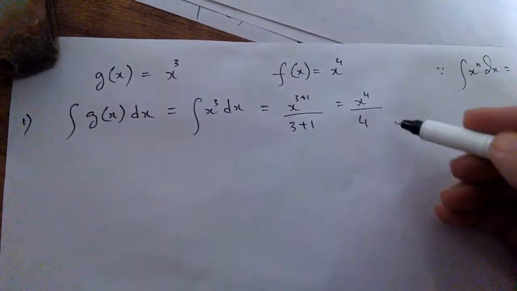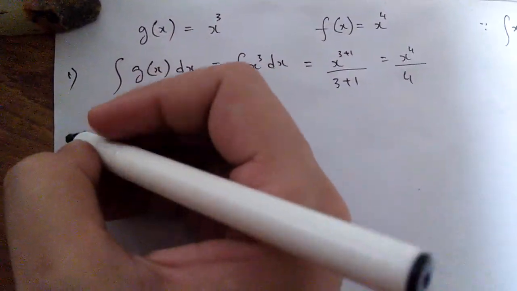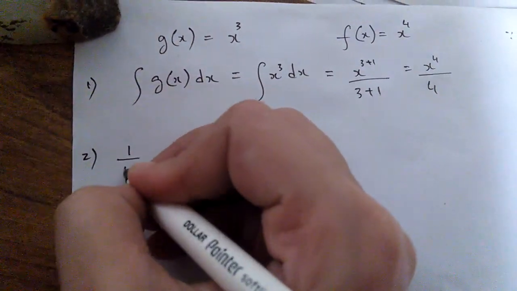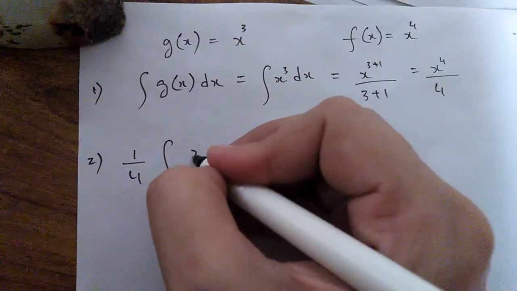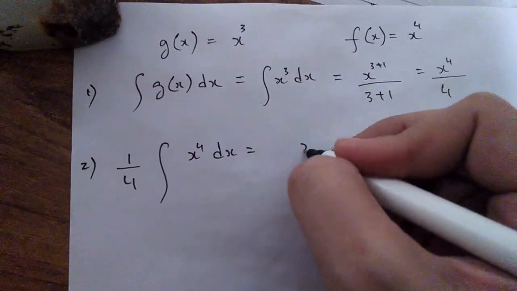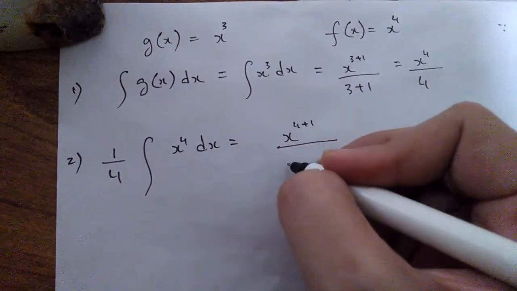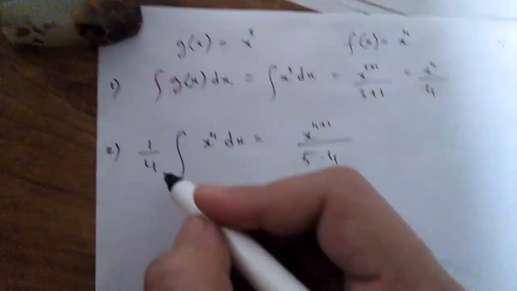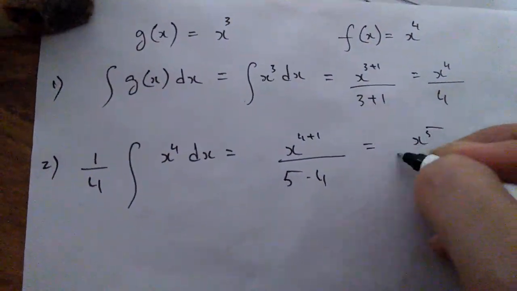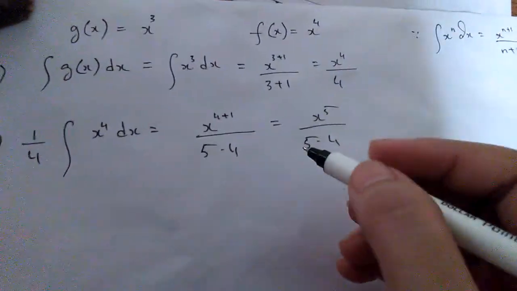Now we are going to integrate this answer once again. So it is going to be x to the 4 plus 1 upon 5 times 4. I'm just writing this 4 together. So this is x to the 5 upon 5 times 4, all right, where the 4 is getting multiplied.